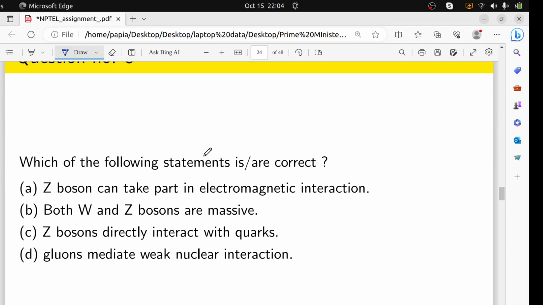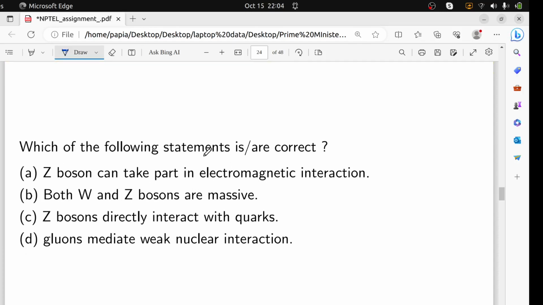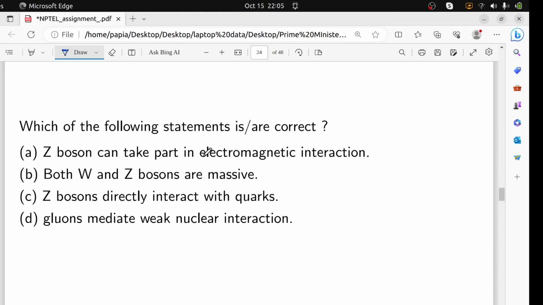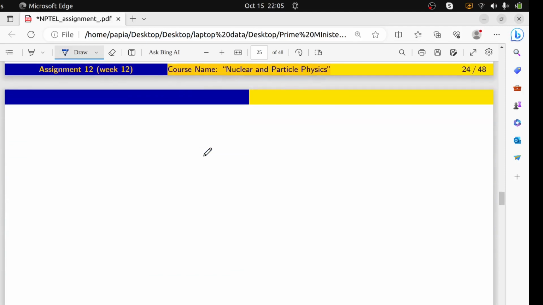Question number 5 is asking which of the following statements is or are correct. Z boson can take part in electromagnetic interaction. Both Z and W bosons are massive. Z bosons directly interact with quarks. Gluons mediate weak nuclear interaction. So for that question, I am going to write some notes.